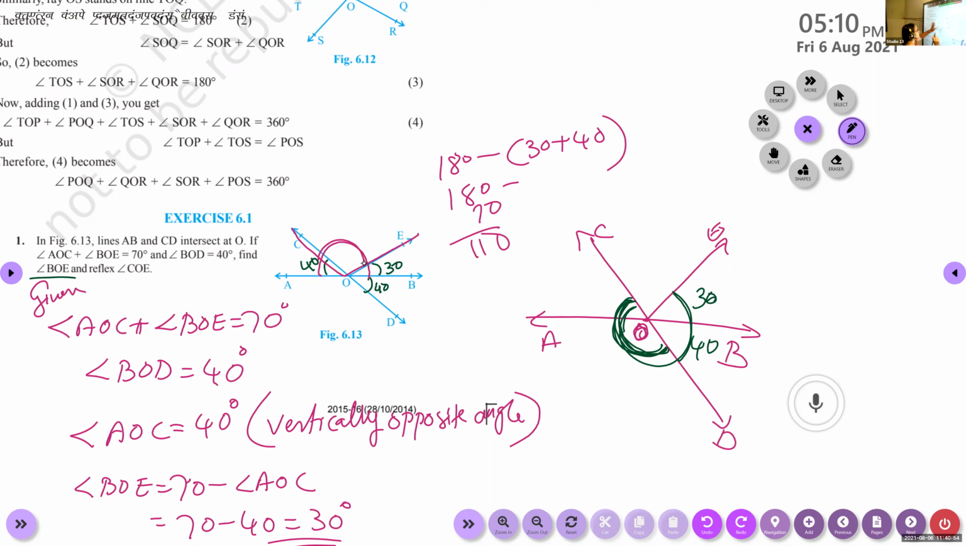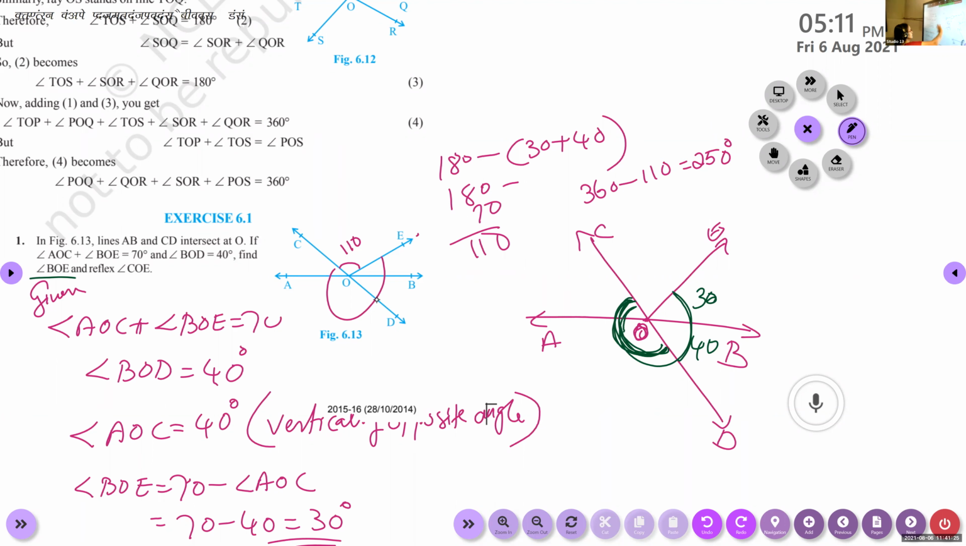Angle COE is 110. So its reflex angle is 360 minus 110, that is also 250. That way also you will get it. But our method is the simplest method. So in all ways you can think. First you can find COE: 180 minus 40 plus 30, 110. Then reflex COE is 360 minus 110, 250.